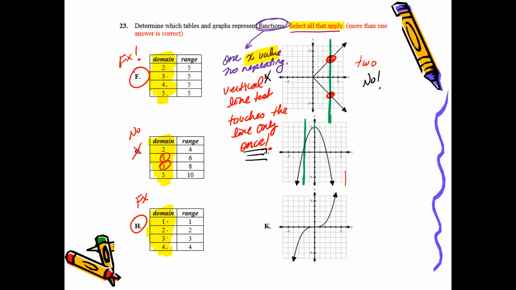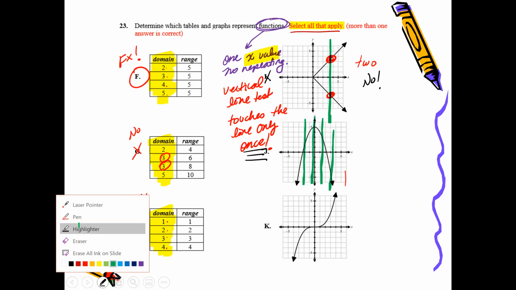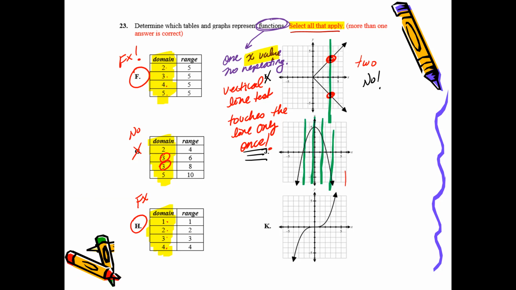Now take a look at J. If I draw a straight line on J, like I'm drawing literally 4 lines, does your graph ever touch the line more than once at any of those lines? Touches it once. Touch only this graph once or line once. So yes, J is a function.